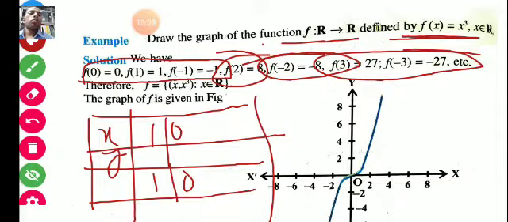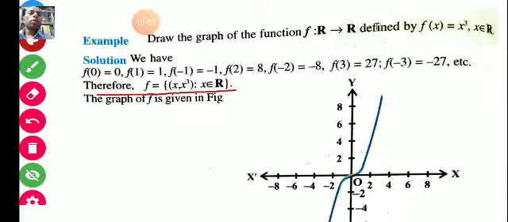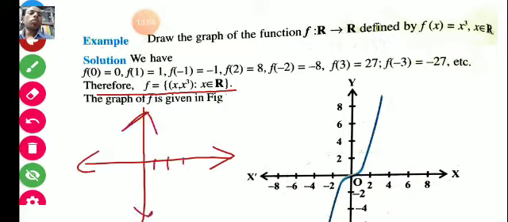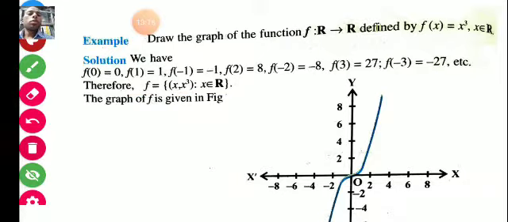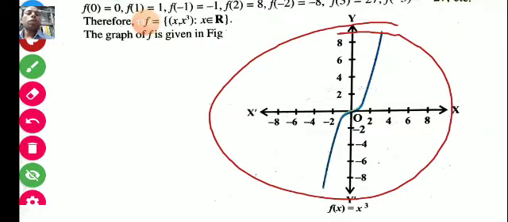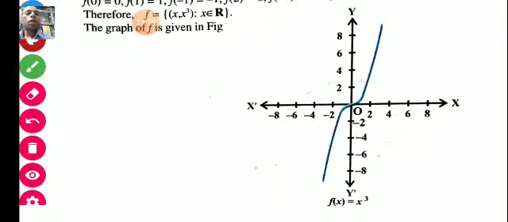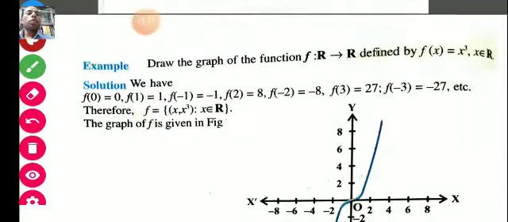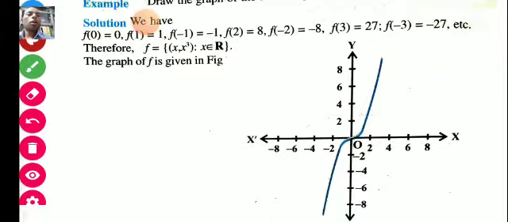This way it will continue, and after putting all these values in the Cartesian coordinate system, first drawing x and y, marking 1 2 3, 1 2 3, we get this type of curve which is shown in the given figure. This figure shows the function f of x equals x cube, and you will remember this type of function always has a curve in the Cartesian coordinate plane.